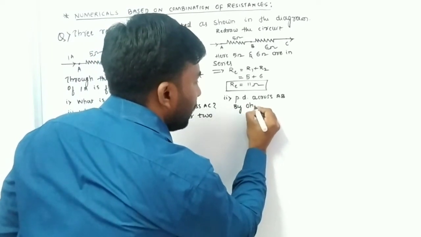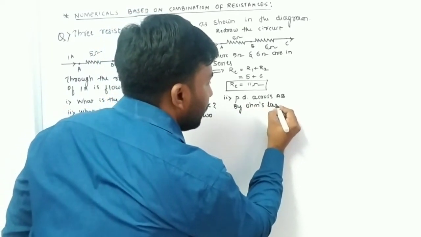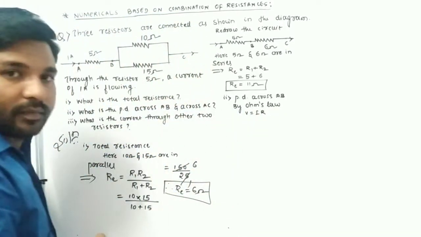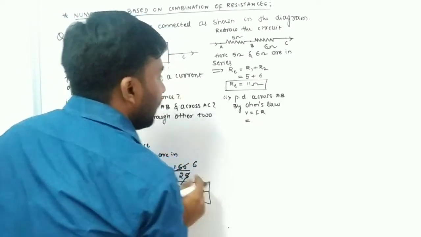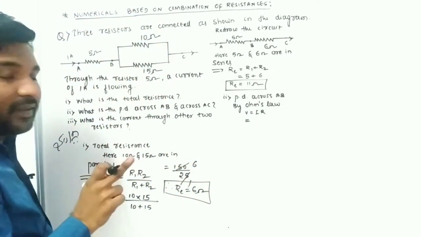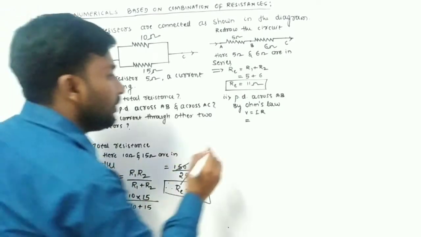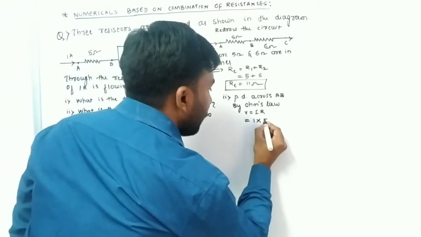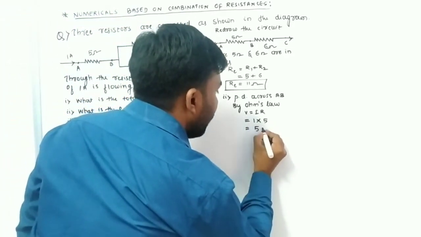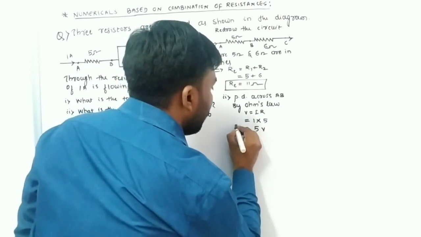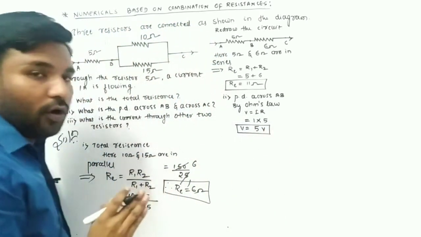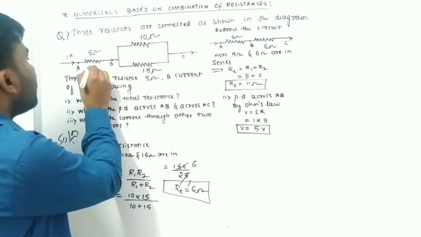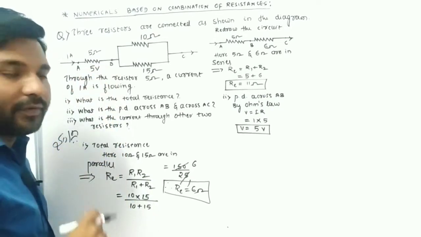By Ohm's law, V is equal to I into R. This is equal to the current flowing through the 5 ohm resistor, how much? 1 ampere. What is the resistance? 5 ohm. This is equal to 5 volt. So the potential difference across AB is 5 volt.